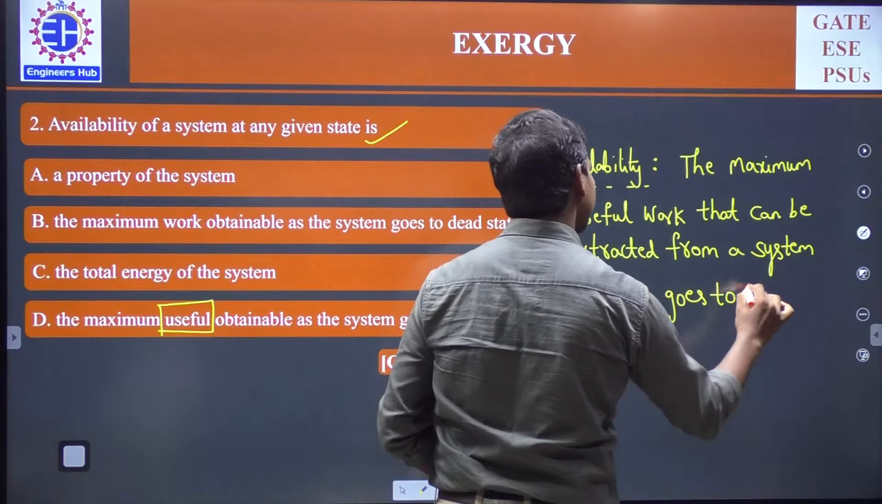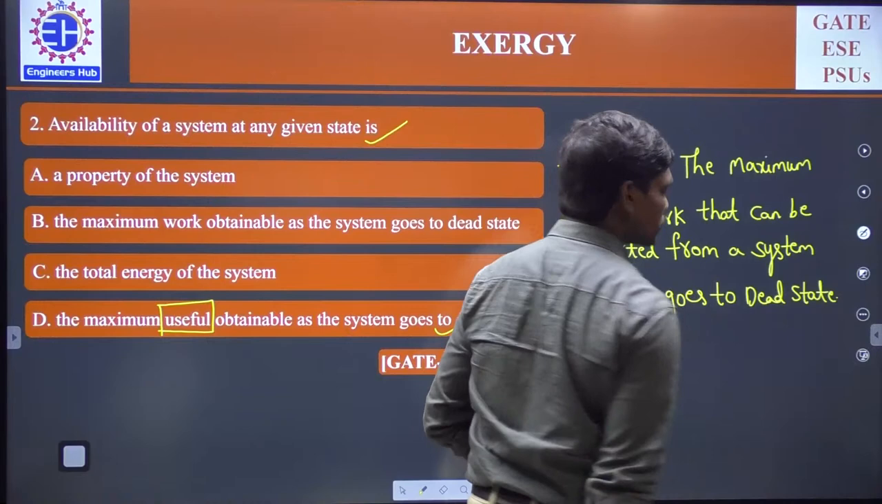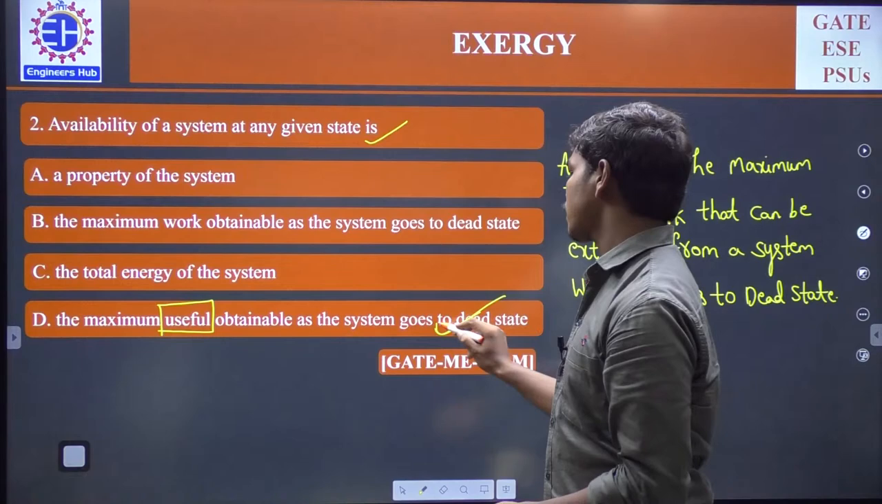See, this is a previous GATE question that was asked in GATE 2000. So we have things like this. So please make a quick note of these definitions as well. Okay.